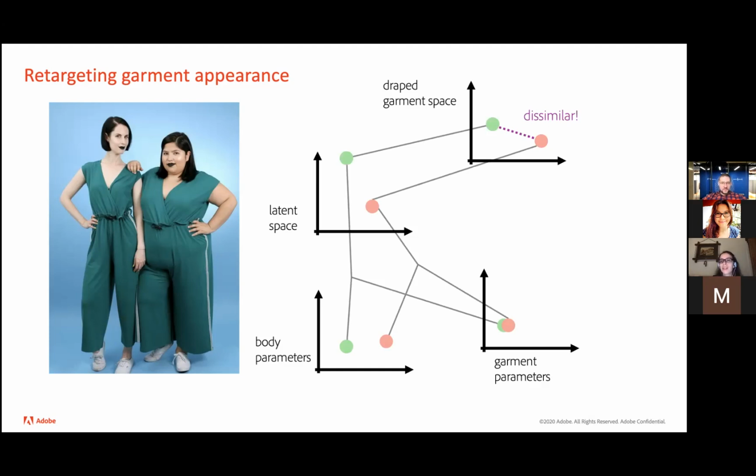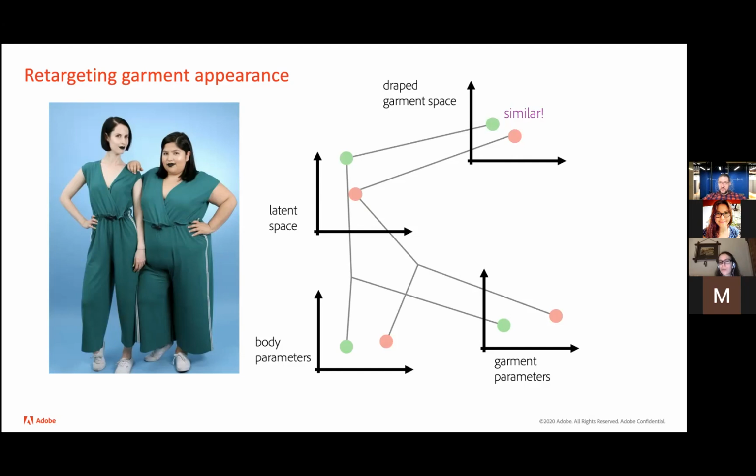So we cast this as an optimization problem. Basically the goal is, given the new body shape, find a new point in our latent space so that if we drape this garment on the new body shape, it will look similar to our original garment. There could be many ways to measure how similar garments are when they are draped. In our case, we just did a non-photorealistic rendering so we can capture the fold lines and measure the similarity between those renderings.